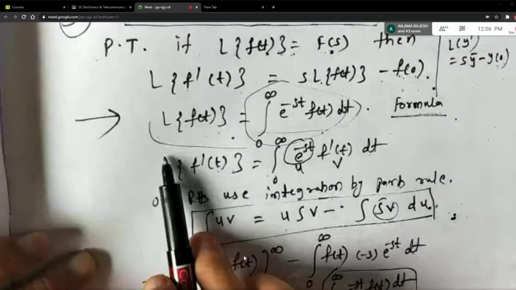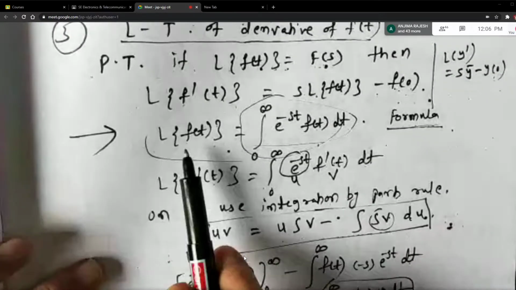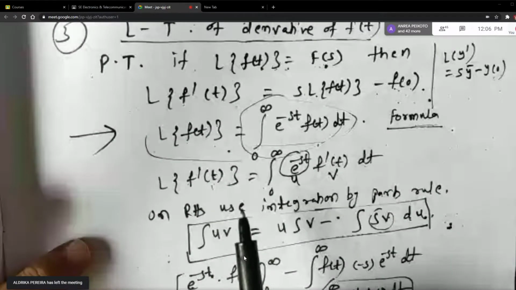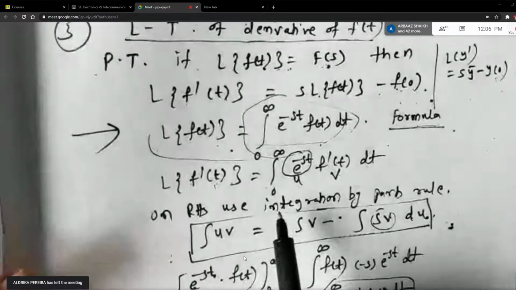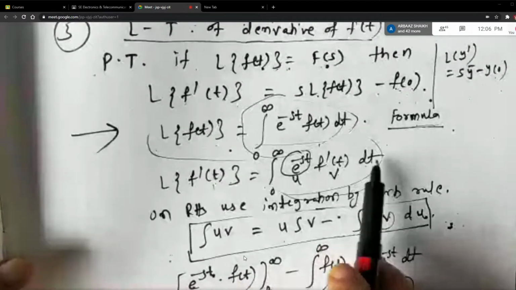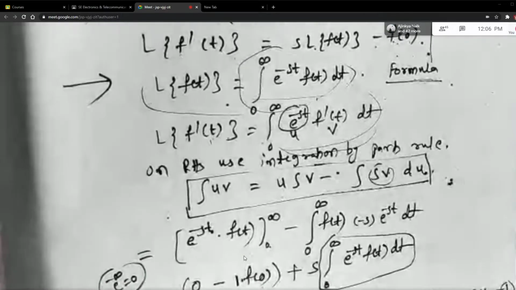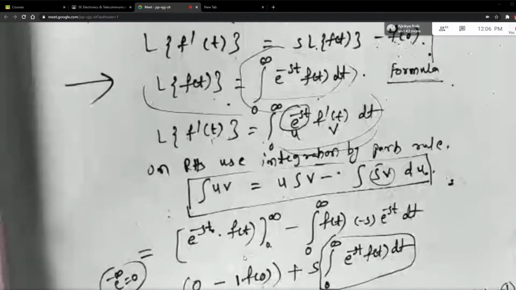Okay, so this is the formula. Now you are going to replace f of t by f dash of t on both sides, correct? Because you are finding L of f dash of t. Now you need to solve this right hand side integral, students. To solve it, you have to take help of integration by parts.